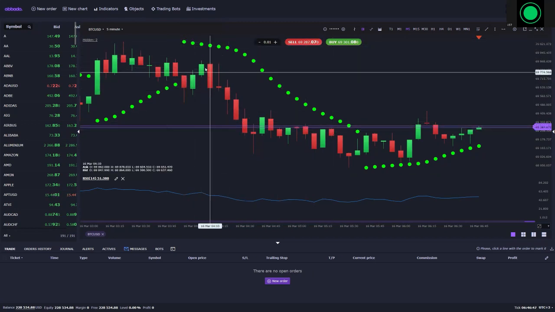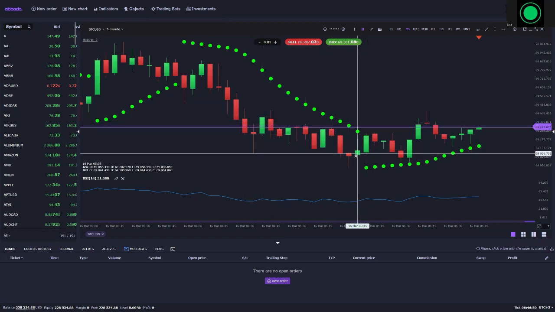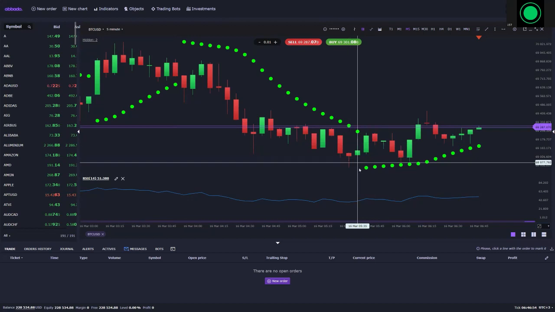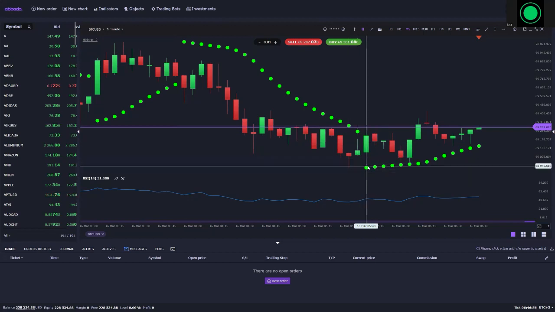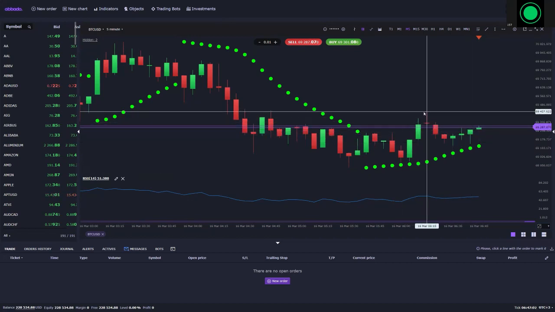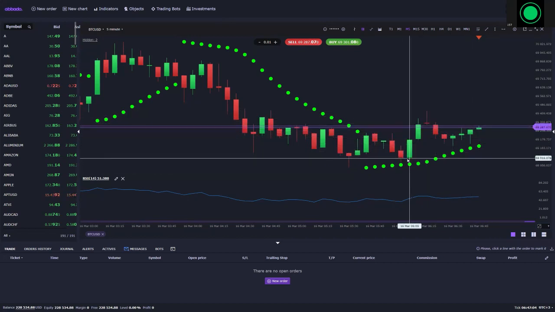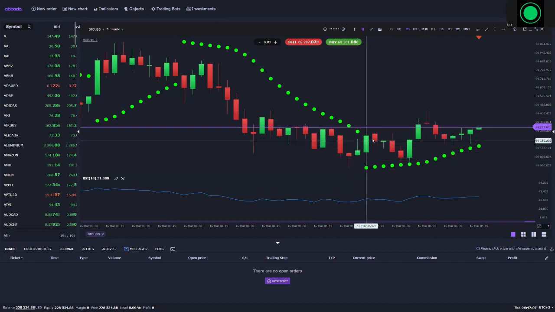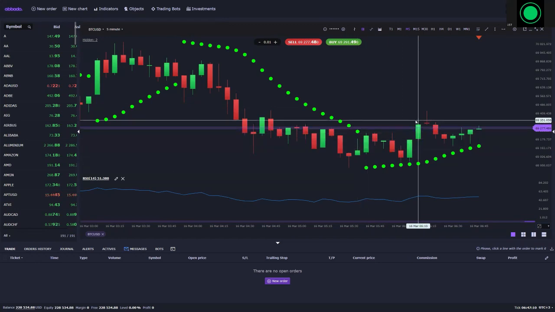And we can see right here, hundreds of points could have been caught by just using the PSAR, as well as when the PSAR reverses. So when the dots are at the bottom, that means we're in an uptrend. And we can see right here, the market is on its way up. We actually came all the way up here, which is almost 400 points that we could have caught on this uptrend.